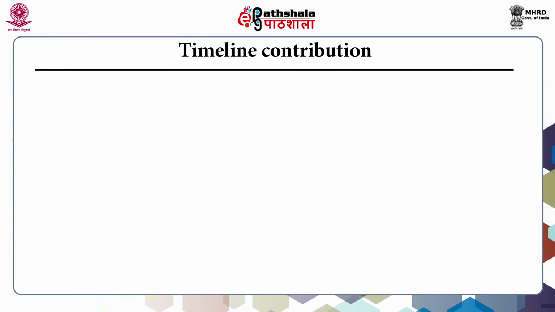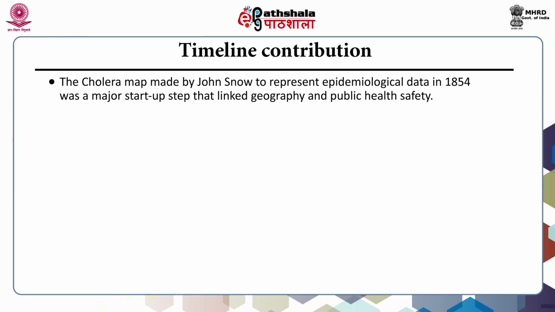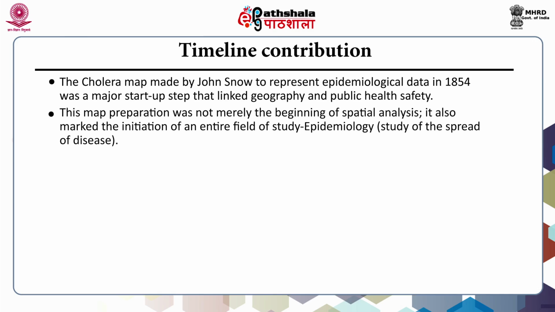So, now coming to the first step where the application of GIS was actually recognized was the cholera map that was prepared by a scientist, John Snow, to represent the epidemiological data in 1864 for the city of Soho in London, and it was a major startup step that linked geography and public health safety. So, this map preparation was not merely the beginning of spatial analysis, it also marked the initiation of an entire field of study of GIS, epidemiology, as we call it, the study of the spread of diseases.